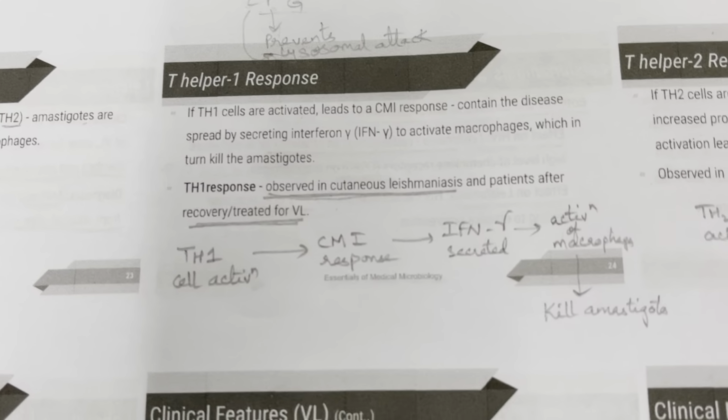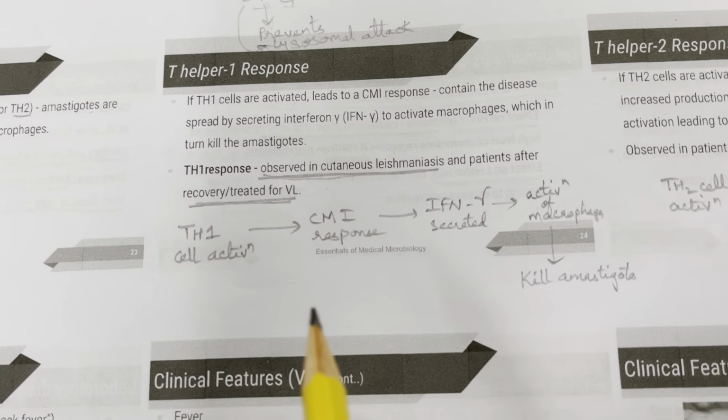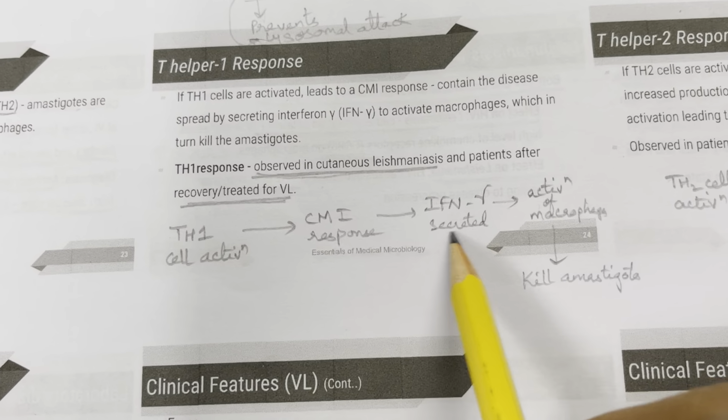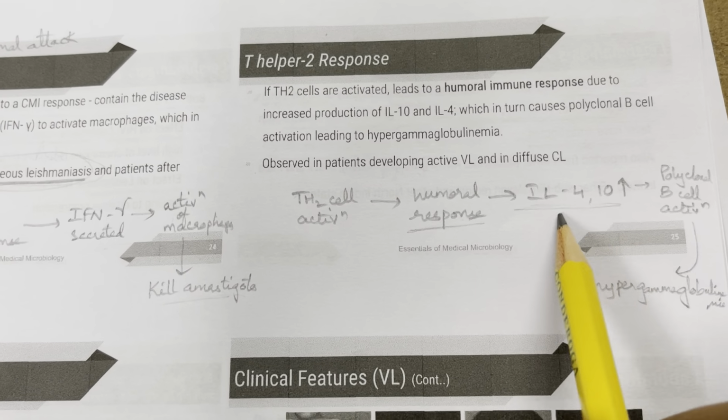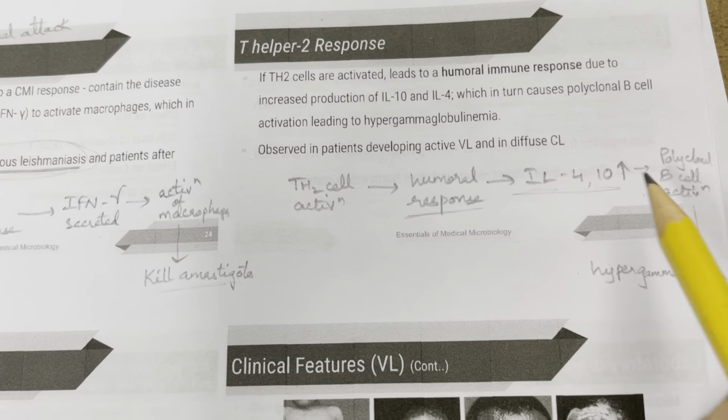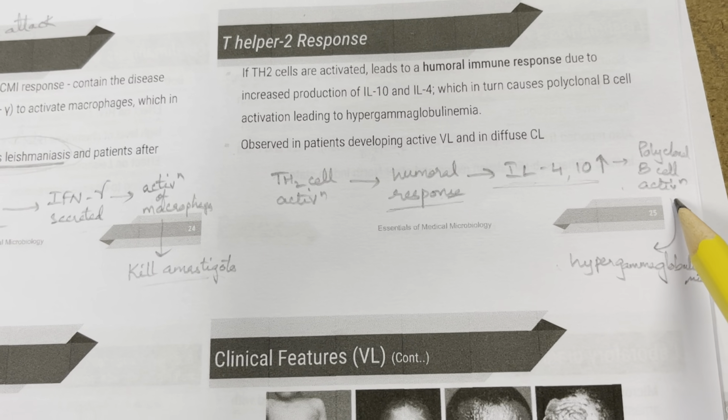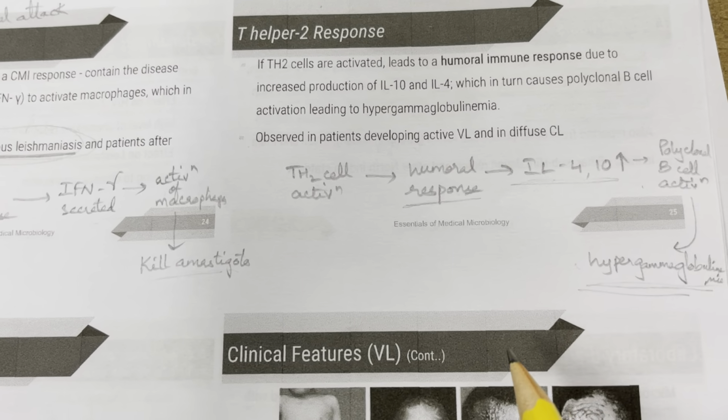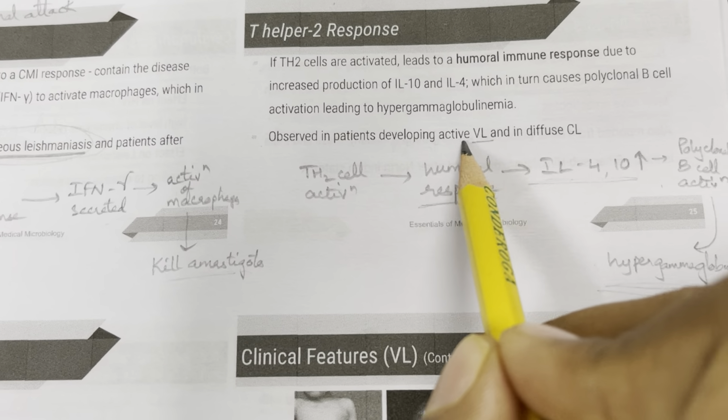So in the Th1 response, if Th1 cells are activated, there is a cell-mediated immune response. Interferon gamma is secreted, which activates the macrophages, which kill the amastigotes. So the Th1 response is observed in cutaneous leishmaniasis, and in patients after recovery from VL. Whereas Th2 cell activation leads to a humoral response in which there is an increase in secretion of interleukins 4 and 10. So IL-4 and IL-10 cause polyclonal B cell activation, which results in hypergammaglobulinemia. It is observed in patients developing active VL and in diffuse CL.